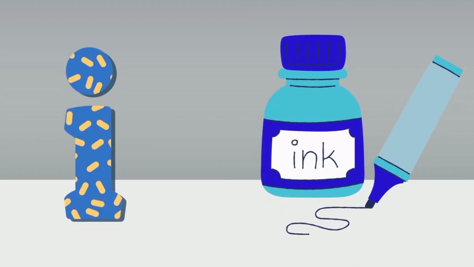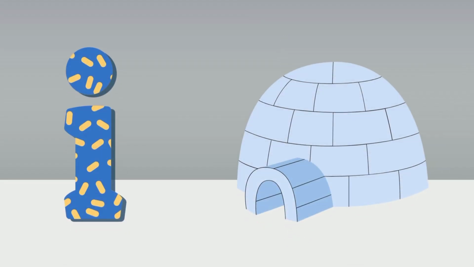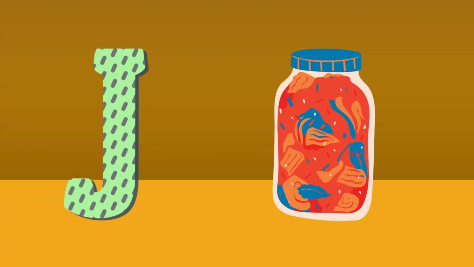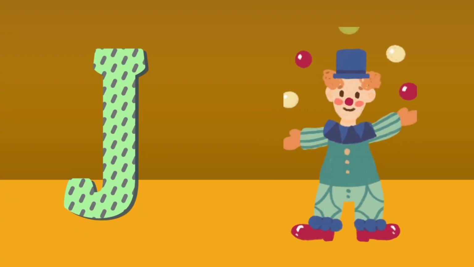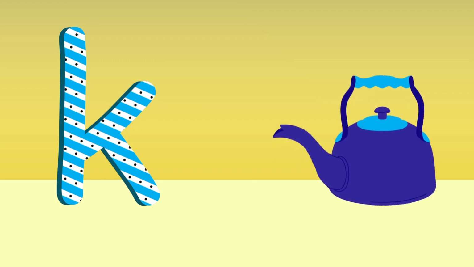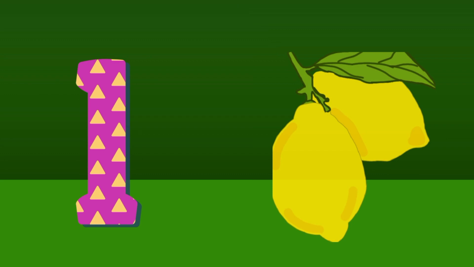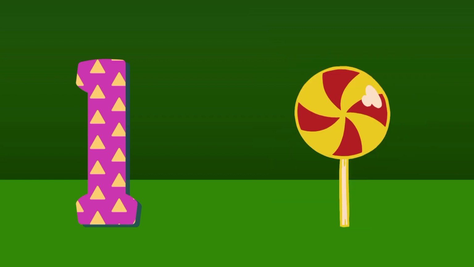I for ink, and I for igloo. J for jam, and J for joker. K for kettle, K for kite. L for lemon, and L for lollipop.